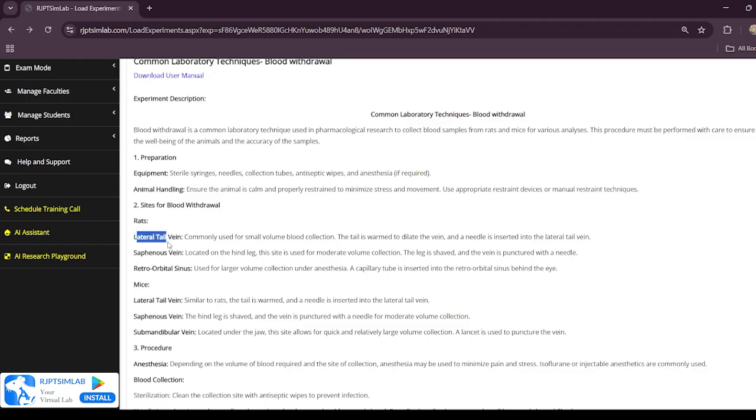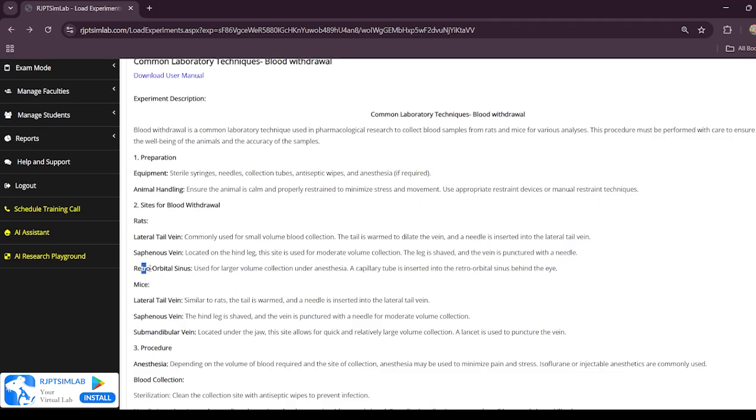For rat, we have the tail vein technique, which is very commonly used for small blood volume collection. In that, the tail is warmed to dilate the vein, and a needle is inserted into the lateral tail vein. Then the saphenous vein, which is located in the hind leg. This site is used for moderate volume collection, and the leg is shaved. In this step, we have to shave the leg, and then the vein is punctured with the needle.